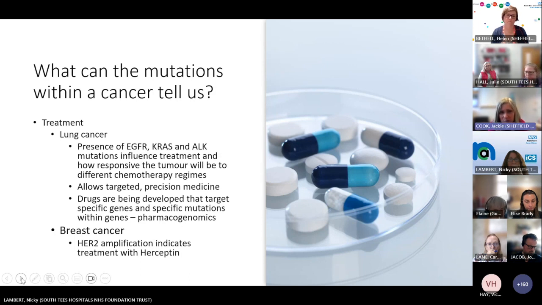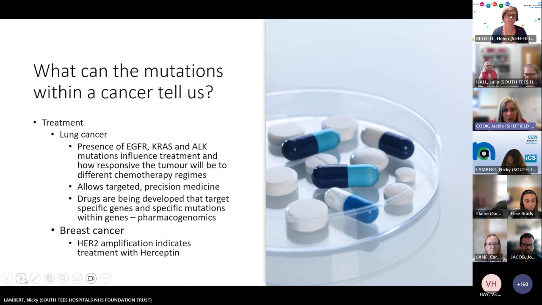And if we know what the mutations are within the cancer, then we can start to target those with specific drugs that just will kill off the cells that carry mutations in those genes. And this is known as precision medicine.